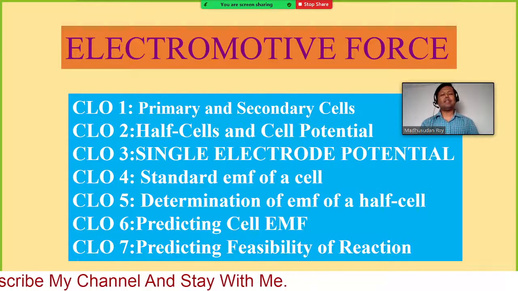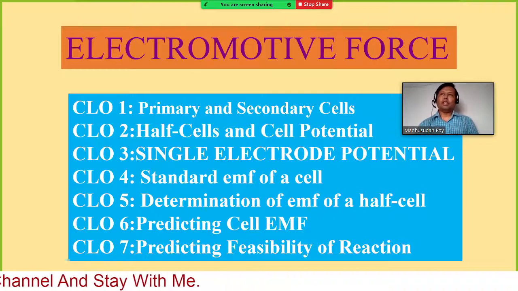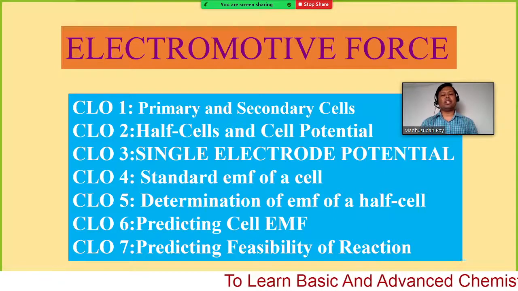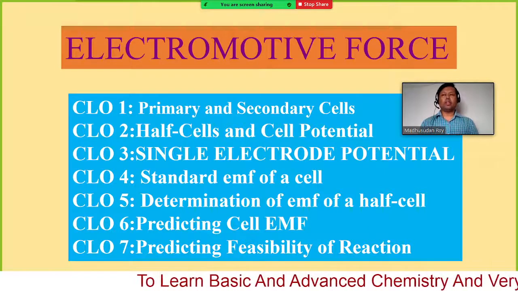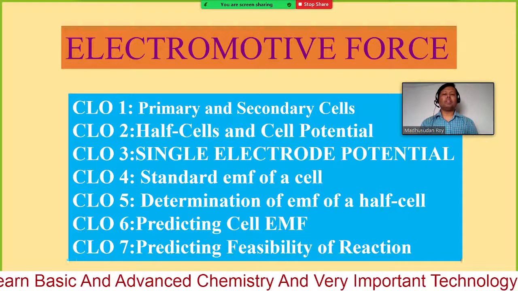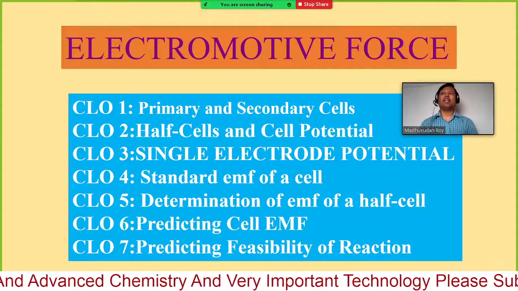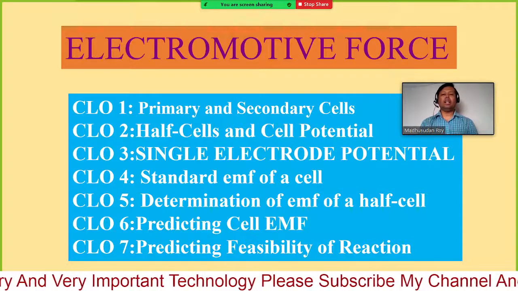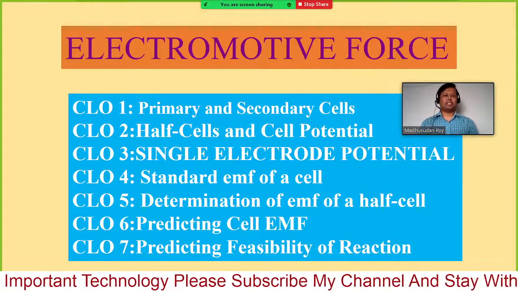Then predicting the feasibility of a reaction. Actually, there are some reactions that may happen or not. If the reaction has a positive EMF value, then we will find that the reaction is feasible, and if the EMF value is negative, then we will consider that the reaction will not proceed. So let's start with the primary and secondary cells.